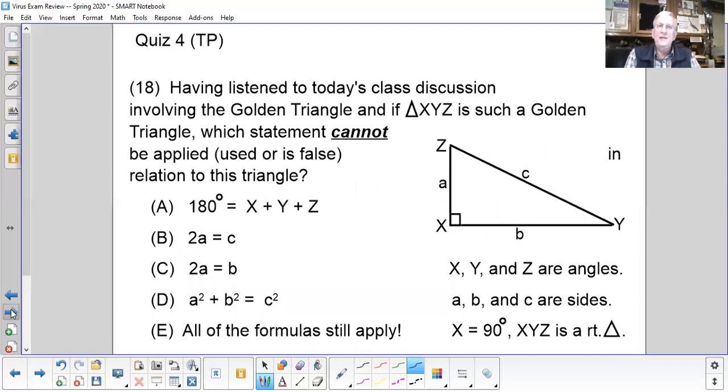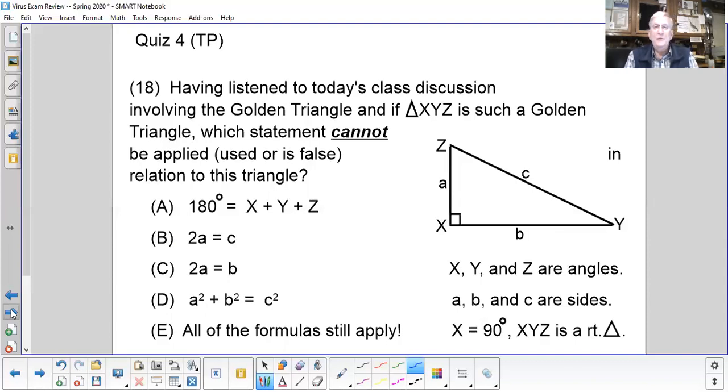Having listened to today's class discussion, well, not really, we didn't talk about the golden triangle. And if triangle XYZ is such a golden triangle, which statement cannot be applied, used, or is false in relation to this triangle? Well, look at statement A. Would angle X plus angle Y plus angle Z have to add up to 180 degrees? Isn't that true in any triangle?